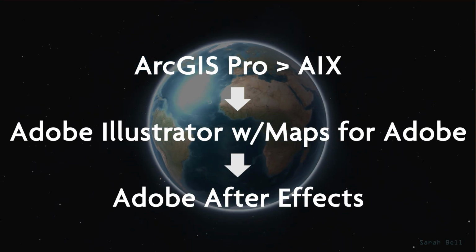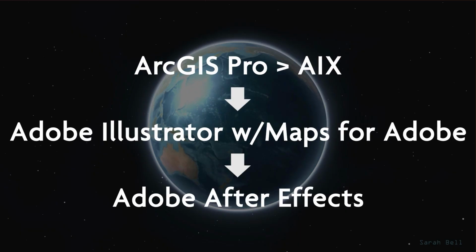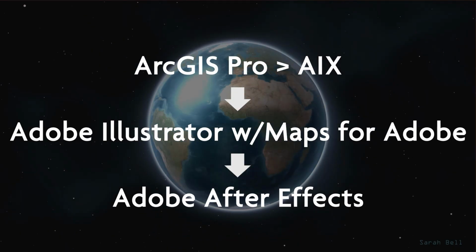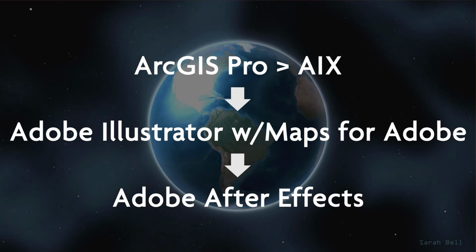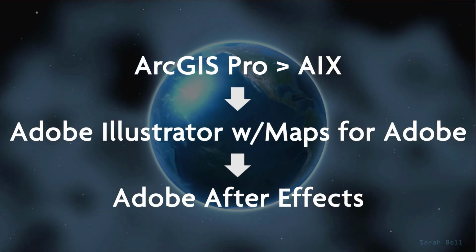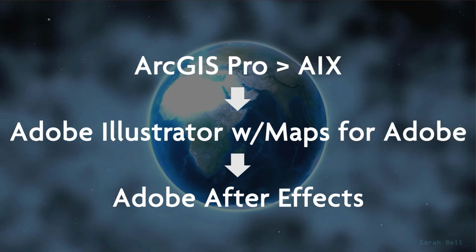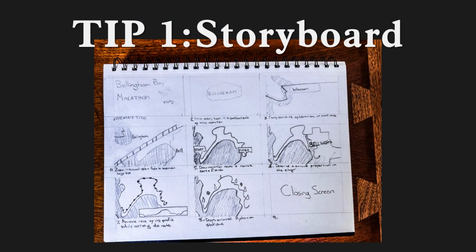Illustrator is where I handle most of the graphic design and aesthetics, and I reorganize any layers if needed to suit my animation needs in After Effects. Once the Illustrator file is organized and aesthetic, I import it into After Effects. So let's walk through this. Tip 1 is that storyboarding your animation vision is very important to your animation success.